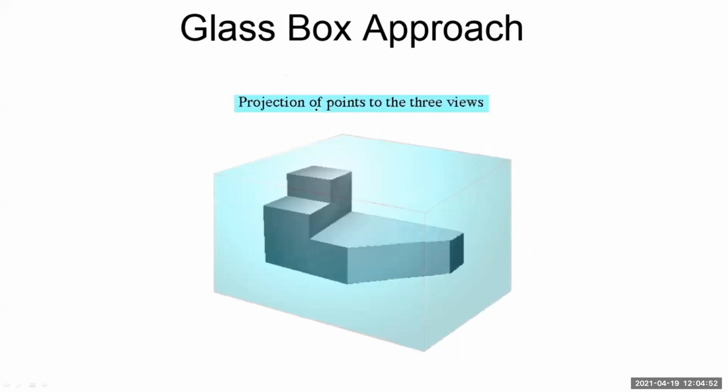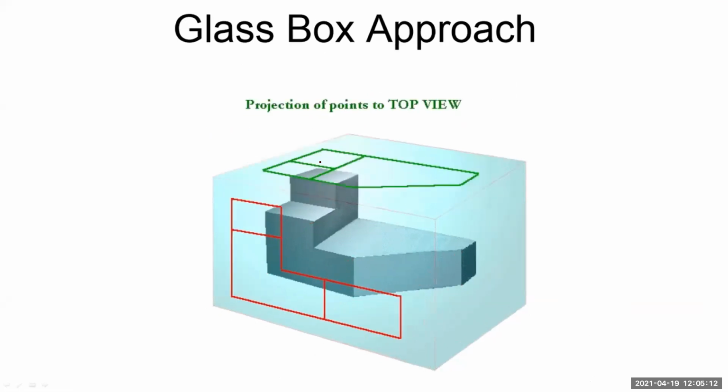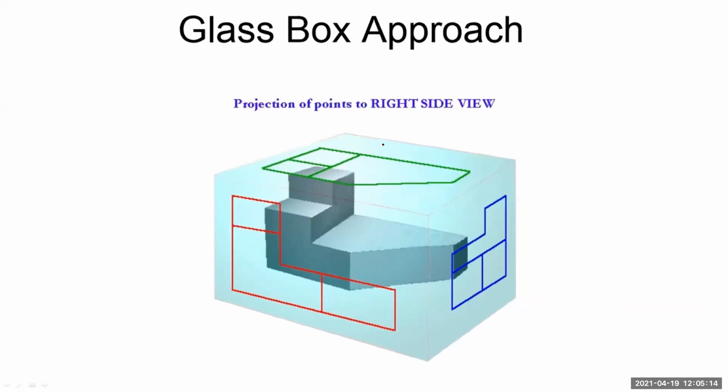This is the glass box approach. Suppose any object is there and you have to find its projection. This is how you can get your projections. You can see the light rays are coming from these corner points. These light rays are coming, and these are the projection lines of the object that you will see here. Similarly, this is your top view. This is called the glass box approach.